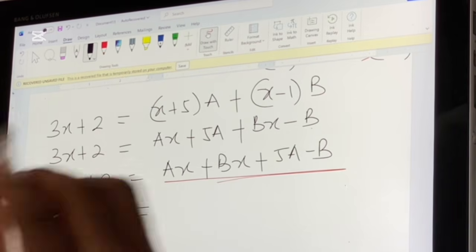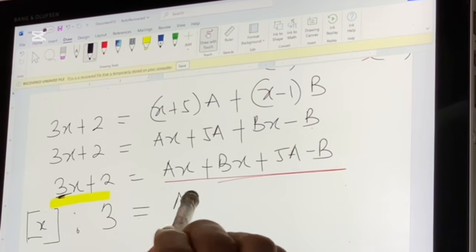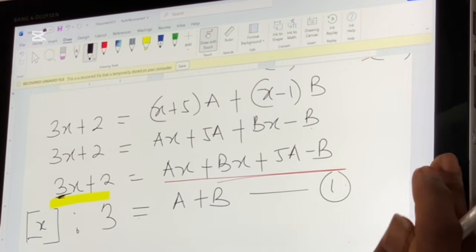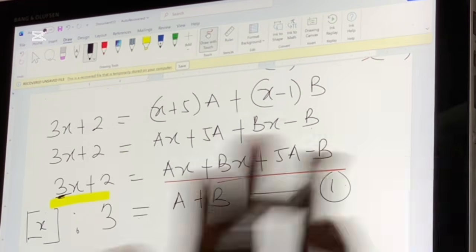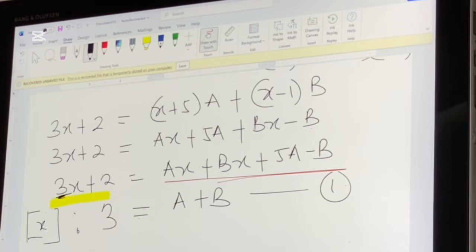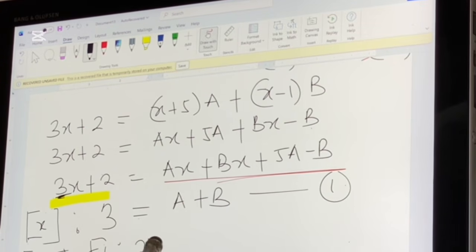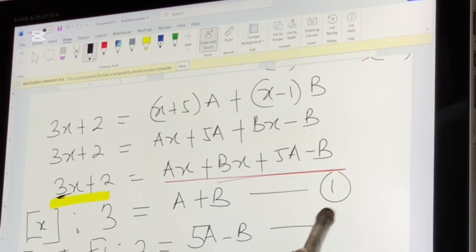Now compare all the s at the right hand side. We have a plus b. We'll call this equation 1. Now the next one is the part that does not have any letter. We'll call that the constant part. Compare the part that does not have any letter: that is 2 at the left hand side, and at the right hand side is 5a minus b. We call that equation 2.